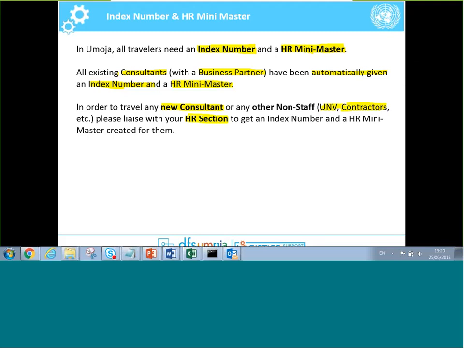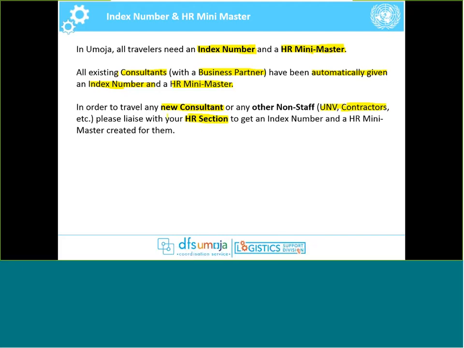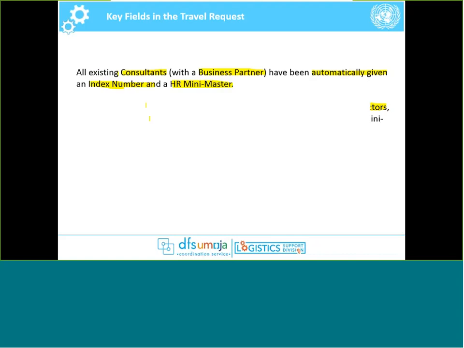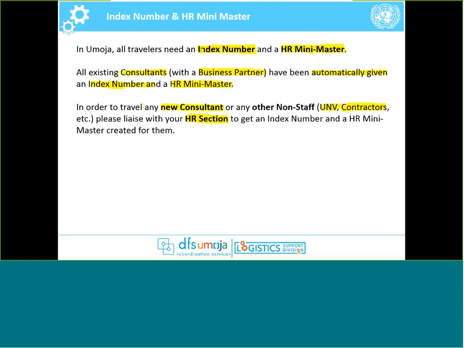Okay, but as a travel administrator, you are not responsible for that, but at least you have to understand that without an HR mini master and an index number, you will not be able to travel the people. And this requirement about the index number and the HR mini master applies to all travelers. So even for uniform personnel, contingent members, any travel request we need to raise for any particular person, that person should always have an index number and an HR mini master.